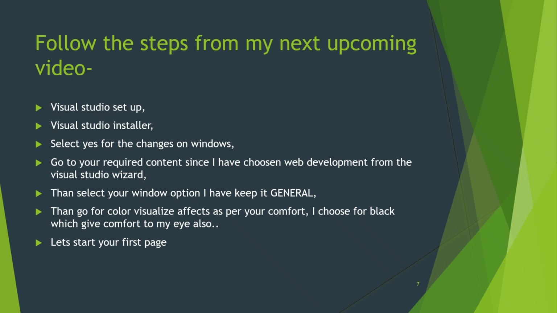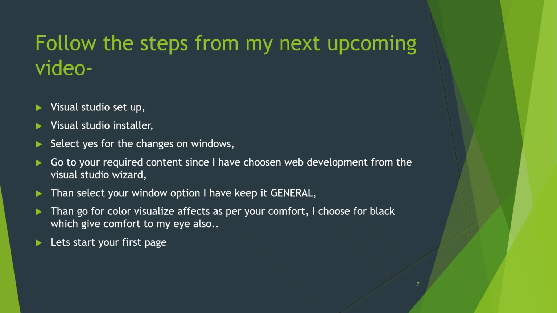Then select your window option. I keep it General, because maybe I can go for any other language. General is for C#, and for Java or any other language we can also use it as per the requirement. Then go for the color visualization. I have put it black, because that also provides ease to the eye. You must have heard from some ENT specialist that for eye comfort, a black screen is better for the programmer, so I have chosen black. It's up to you what you like.